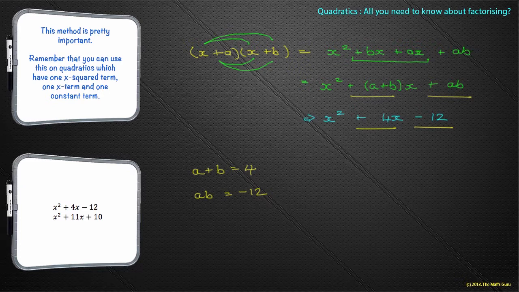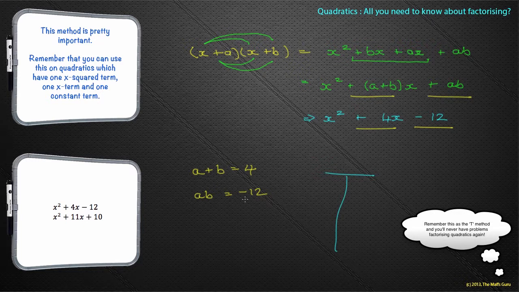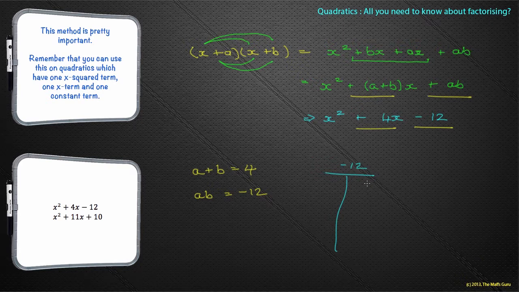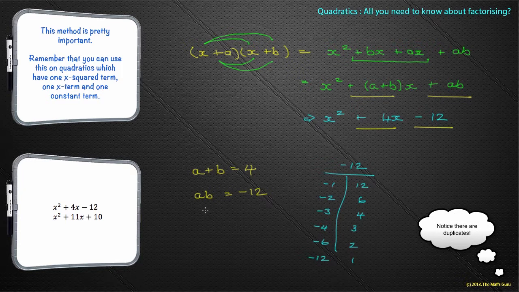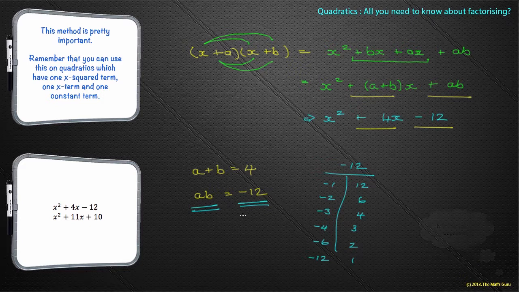Now, we could go into pages of how to do that, but there is a shortcut. What I'm going to do is draw a T. I'm going to write the fact that I've got two numbers that multiply to give minus 12. I don't know what those two numbers are, but the chances are they're going to be factors. So what are the factors of minus 12? Well, there's minus 1 and 12, minus 2 and 6, minus 3 and 4, minus 4 and 3, minus 6 and 2, and minus 12 and 1. So those are all the numbers that when multiplied together give me minus 12.